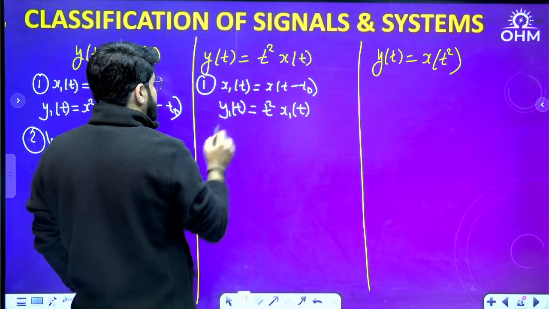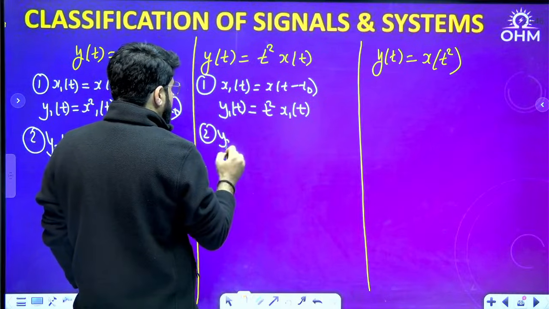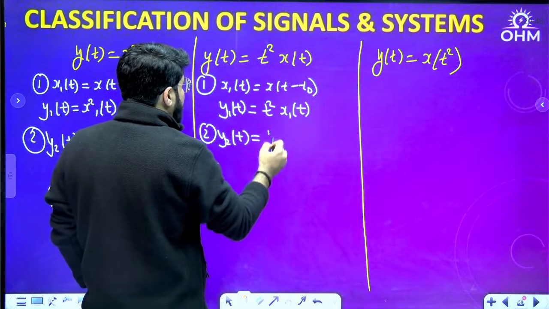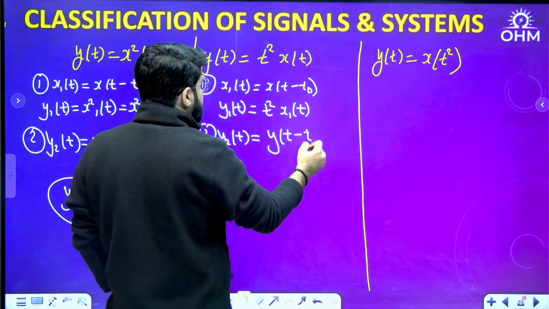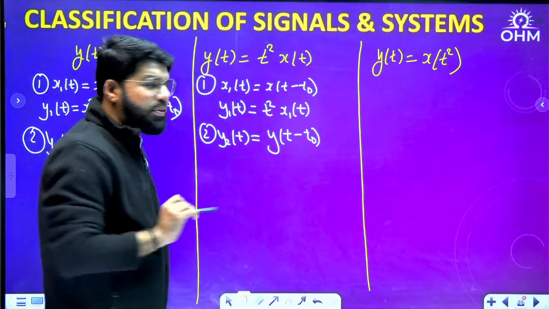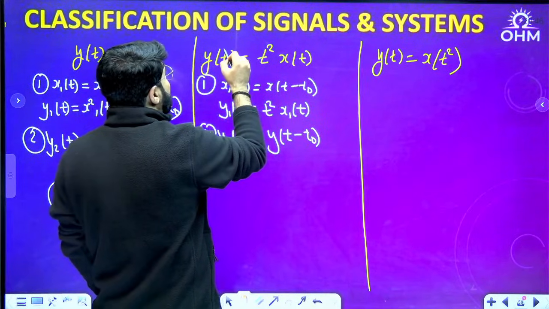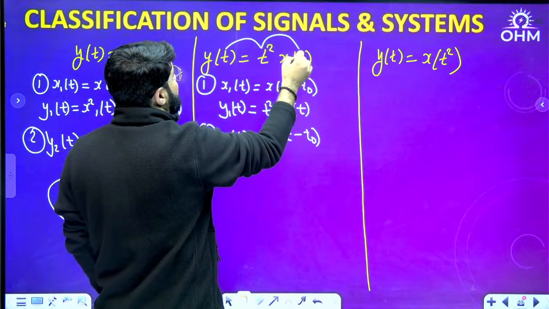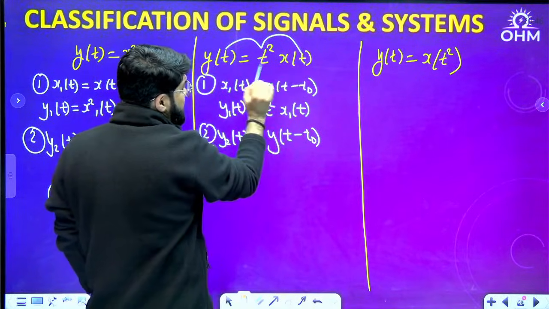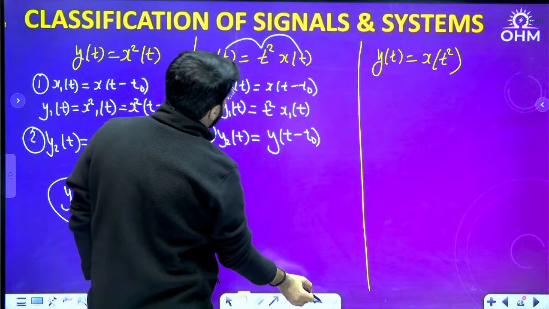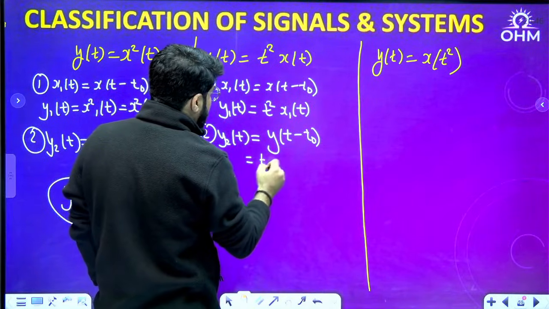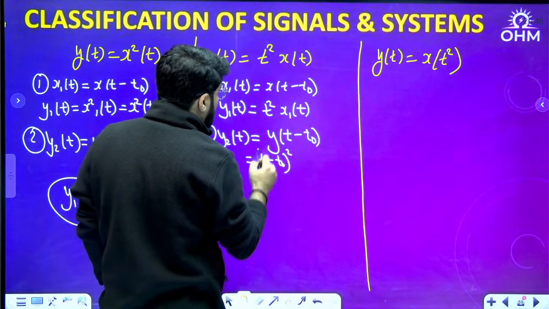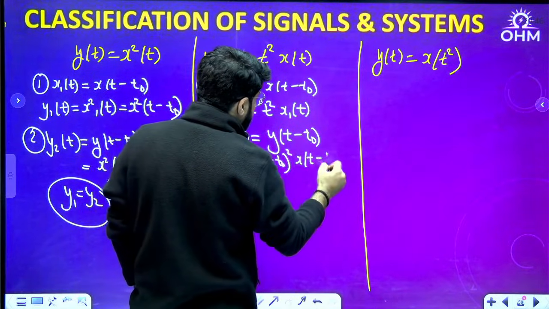What is y2 of t? I told you, calculate y2 of t directly as y of t minus t naught. Calculate y of t minus t naught separately. If I replace t with t minus t naught, where will be the replacement on the right side? Every t on the right side will be replaced by t minus t naught. So t minus t naught whole square, x of t minus t naught.